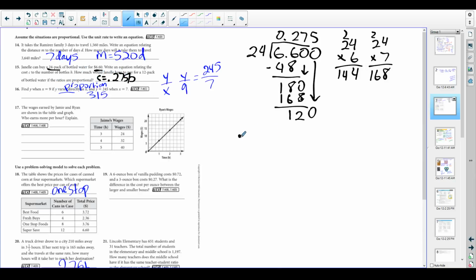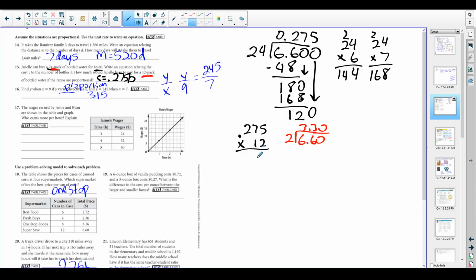And then it wants to know how much would you have to pay for a 12-pack of bottled water. So what we could do is just take that rate we came up with and multiply by 12. And that'll give us an answer. Or, if we're super smart about it, going from 24 to 12, which is half as many bottles. So we're going to have half as much of a cost. This is just 660 divided by 2, which is 330.